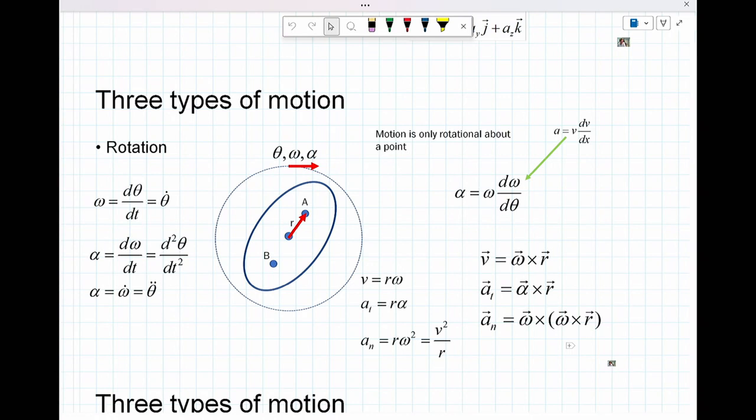But this term right here, because it's planar, I've written in the full form, is minus omega squared r. And it always is minus omega squared r. So you're going to end up with acceleration alpha cross r minus omega squared r for rotation.